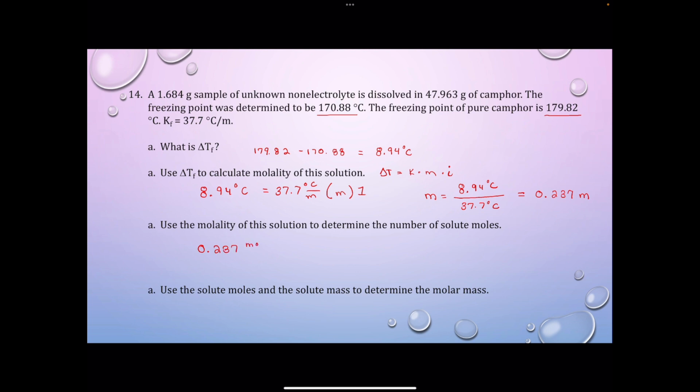So that's 0.237 moles per kilogram. And we're going to set it equal to the definition, which is going to be moles of my solute per kilogram of my solvent. So in this case, my unknown is my solute, the camphor is my solvent, and I've got 47.963 grams of it. So if I convert that to kilograms, that's 0.047963 kilograms.